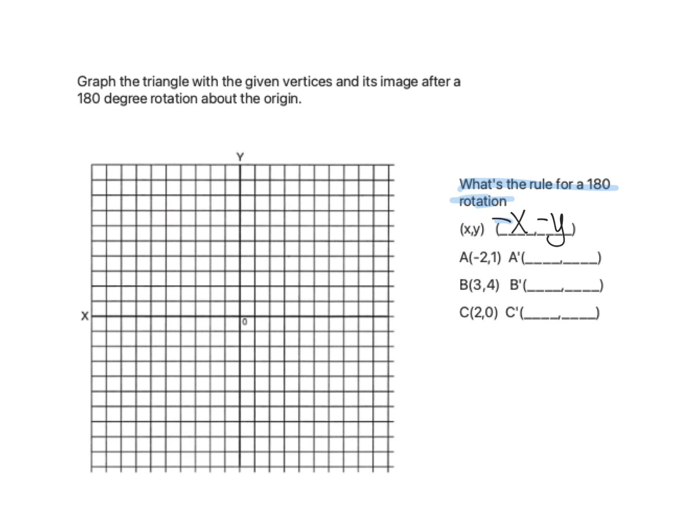So let's plot our original ordered pairs. A is (-2, 1), so there's going to be A. B is at (3, 4): 1, 2, 3, 1, 2, 3, 4. There's B right there. And then C is at (2, 0). So there we have our triangle. Now we're going to rotate that triangle 180 degrees, counterclockwise, and our rule is we are just changing the signs of x and y.